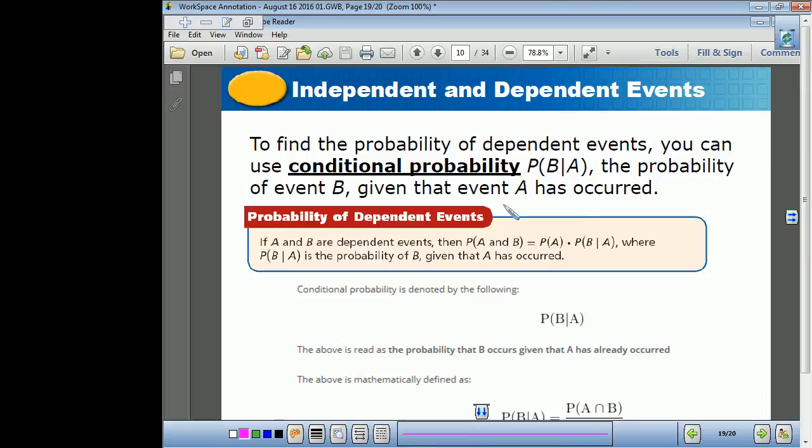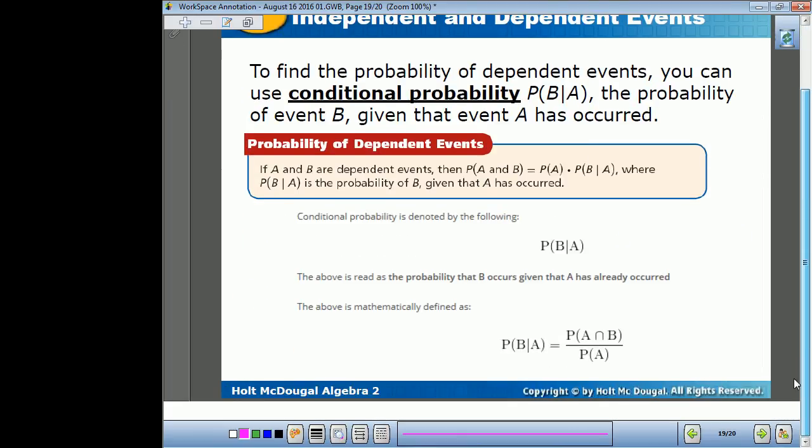All right. Now, when they are dependent, a different story. So dependent, this is our formula. We have to do the probability of the first one times the probability of the second one given the first one occurred. And our denominator is going to change then. So if it was 14, it would be 13.